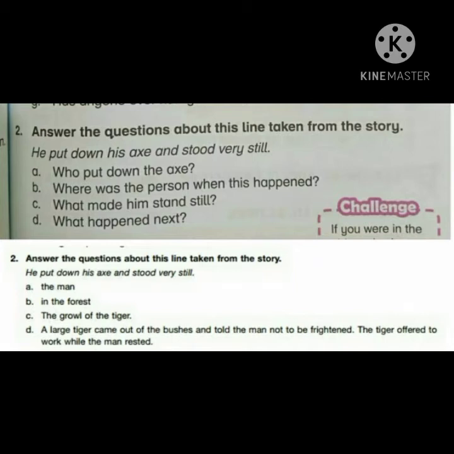So the answer for this question is that the growl of the tiger made him stand still. The last question is, what happened next?